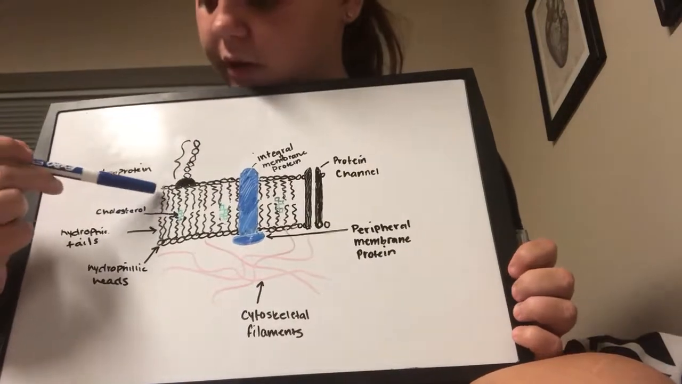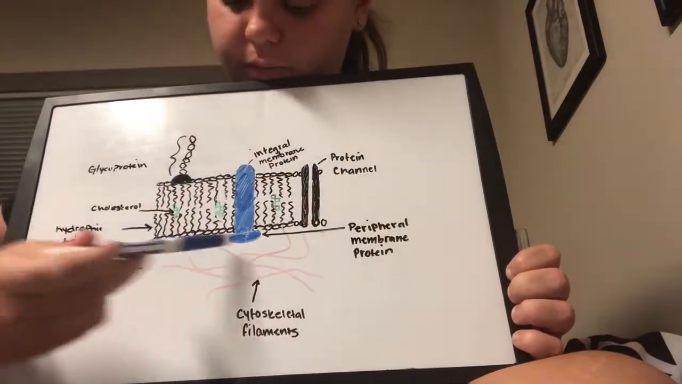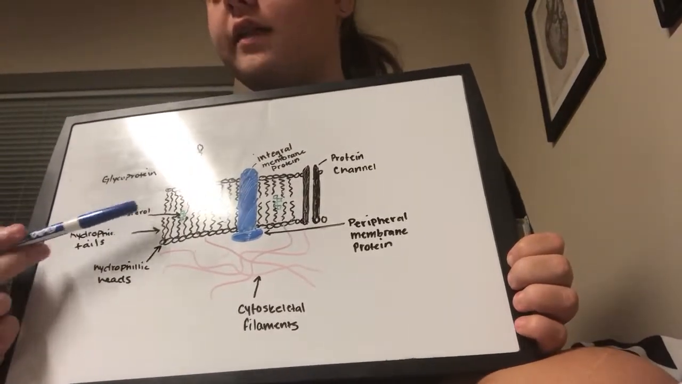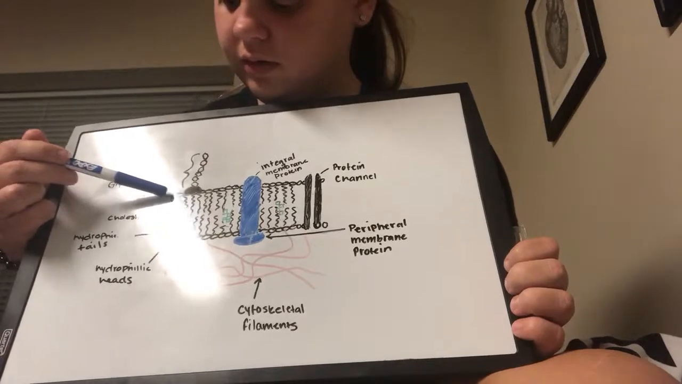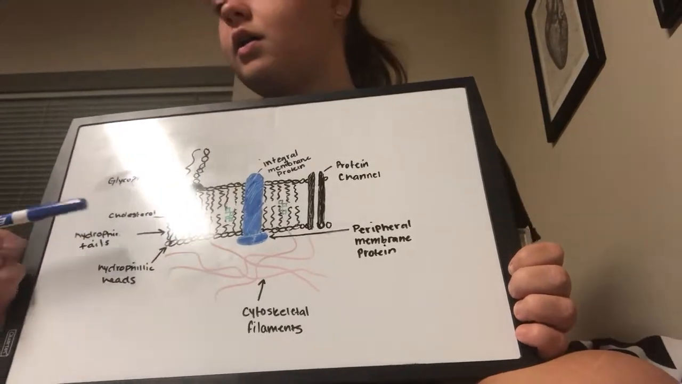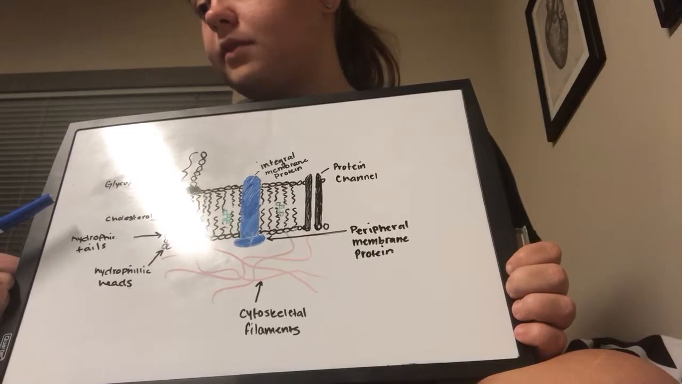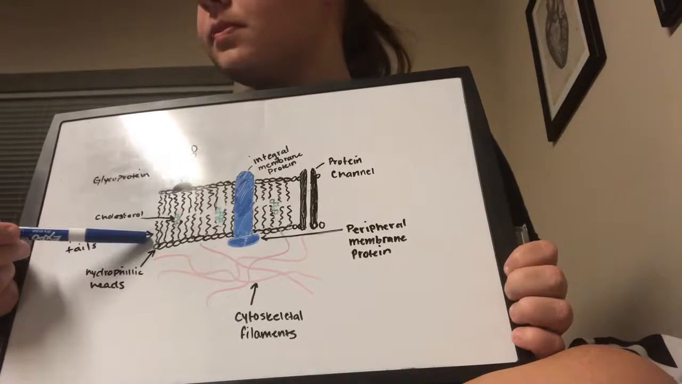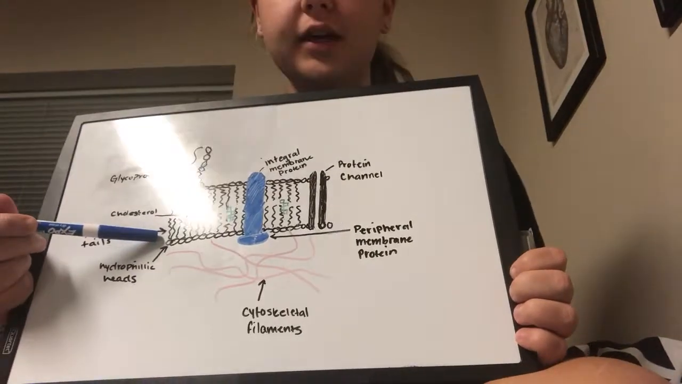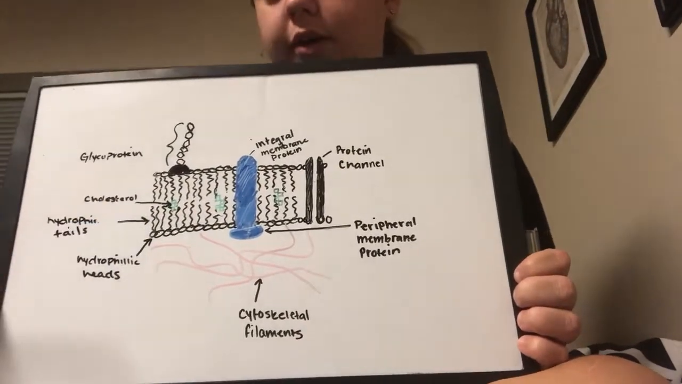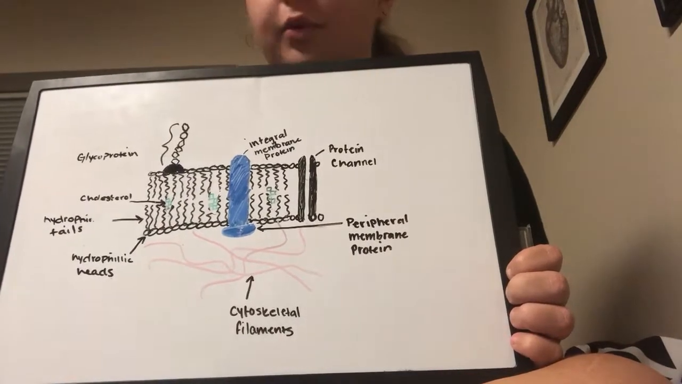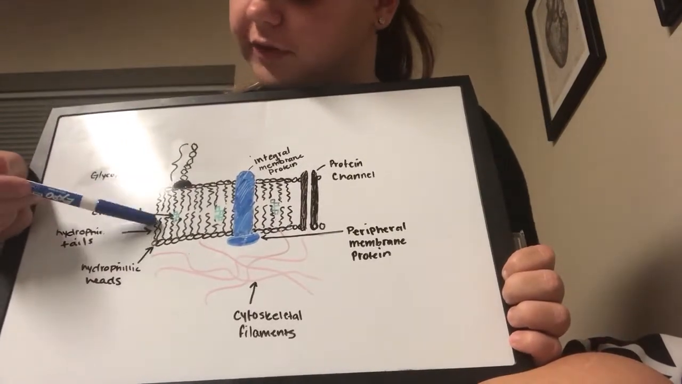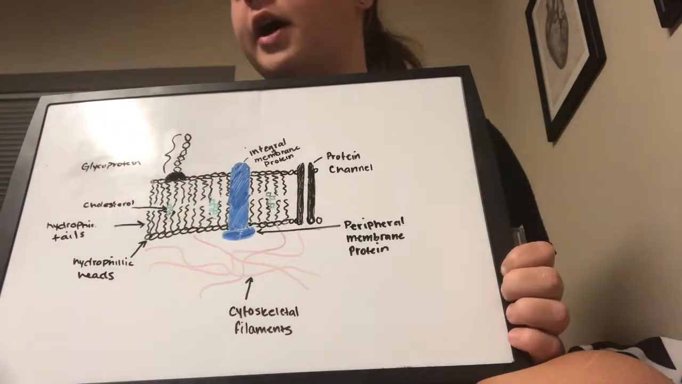Head groups, so the top and bottom portion of this. The location is outside of the membrane and on the inside of the membrane. So the outside and the inside. Phospholipid heads line the membrane, outside, inside. They are hydrophilic, meaning that they enjoy water or they have an affinity for water. And the fatty acid tails are in between the phospholipid heads, and they are hydrophobic.